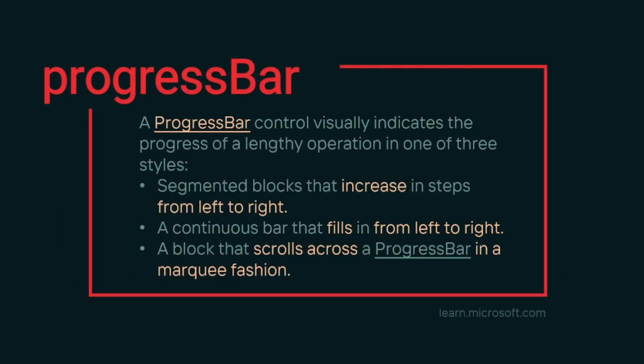According to Microsoft, a progress bar control visually indicates the progress of a lengthy operation in one of three styles. One is segmented blocks that increase in steps from left to right. The other is a continuous bar that fills in from left to right. And lastly is a block that scrolls across a progress bar in a marquee fashion.